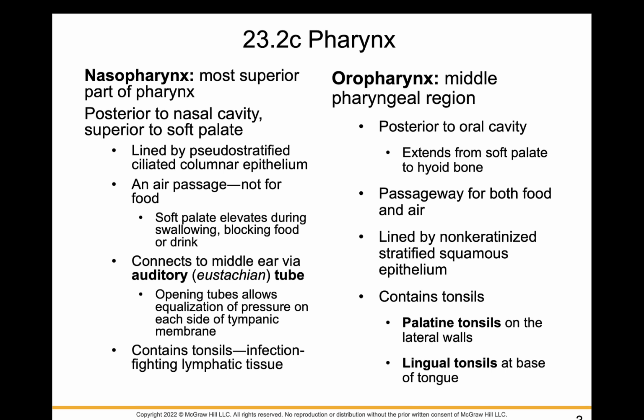The oropharynx is going to be the middle region. It can be found posterior to the oral cavity, and it extends from the soft palate to the hyoid bone. This is a passageway for both food and air, and as such, it will be lined by non-keratinized stratified squamous epithelium. There are also two sets of tonsils that can be found in the oropharynx. Those are the palatine tonsils on the lateral walls, and then the lingual tonsils, which can be found at the base of the tongue.